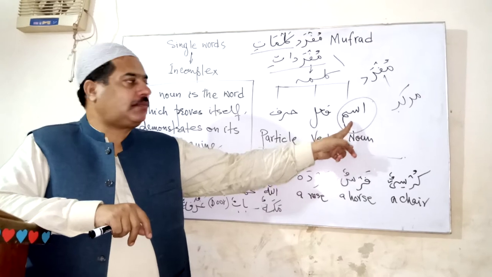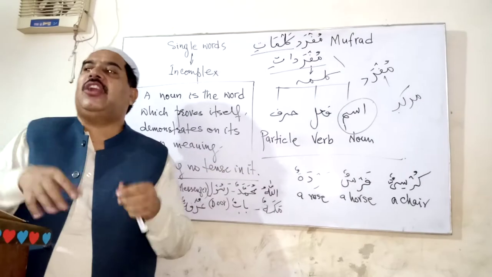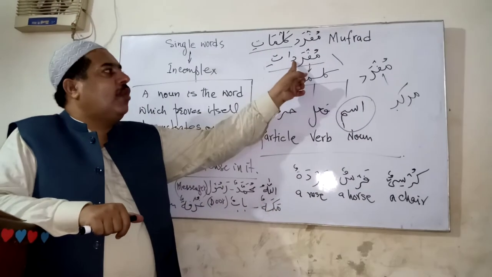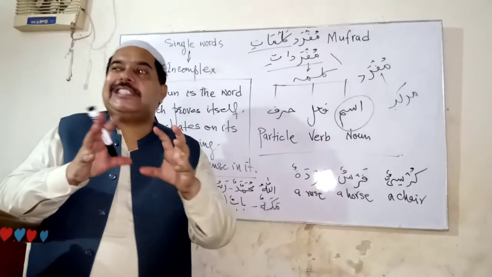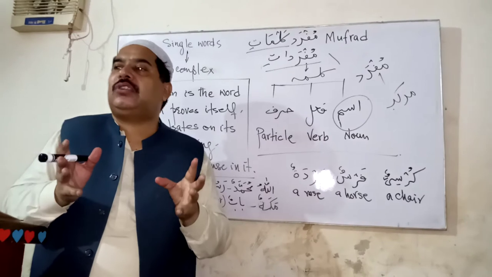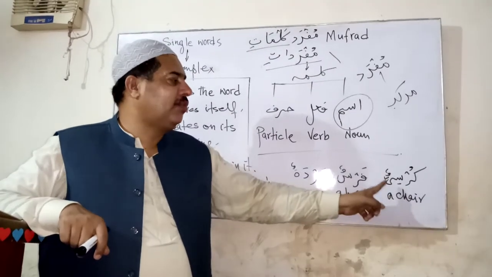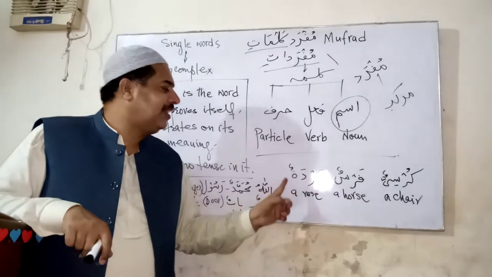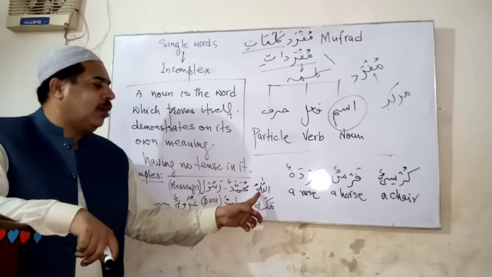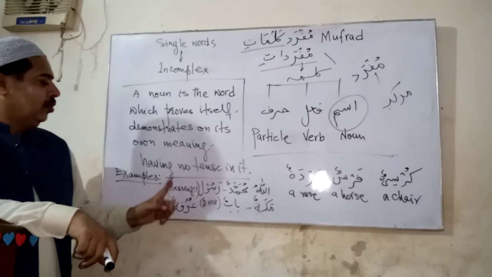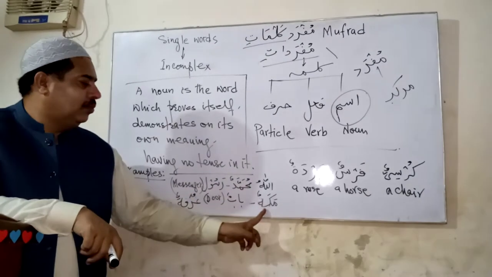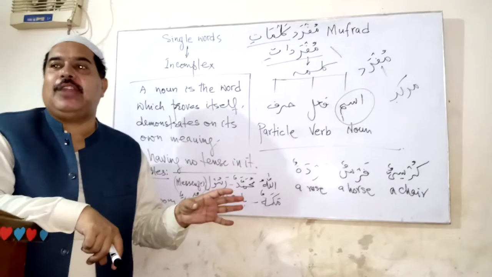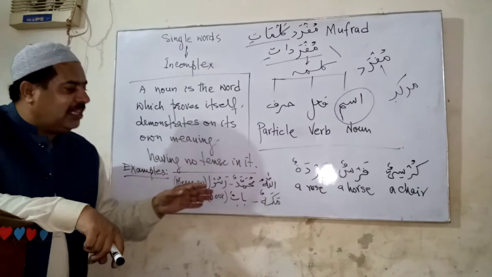Today we'll learn only this ism, starting with some examples of mufradat. Mufradat means single words. Kursiyun, a chair, is a single word. Farsun, a horse. Wardatun, a rose. Also Allahu, Muhammadun, Rasulu, a messenger. Makatu, Makka. Babun, door. Ghurfa, room. These are single kalmat, and all of these are nouns.